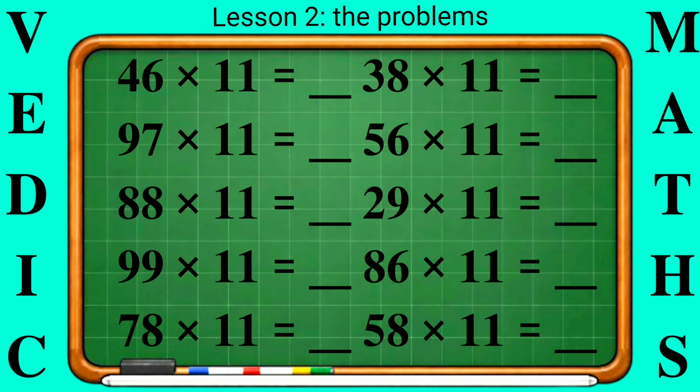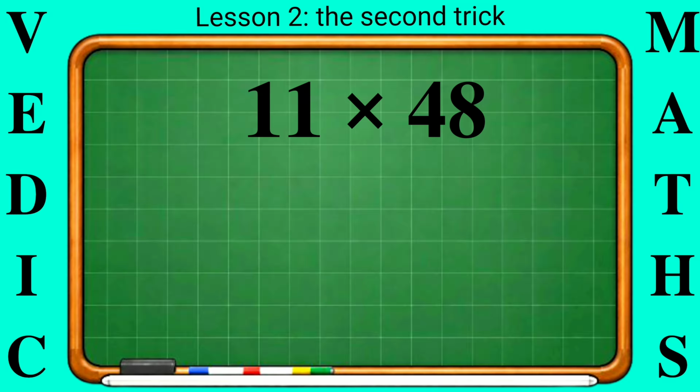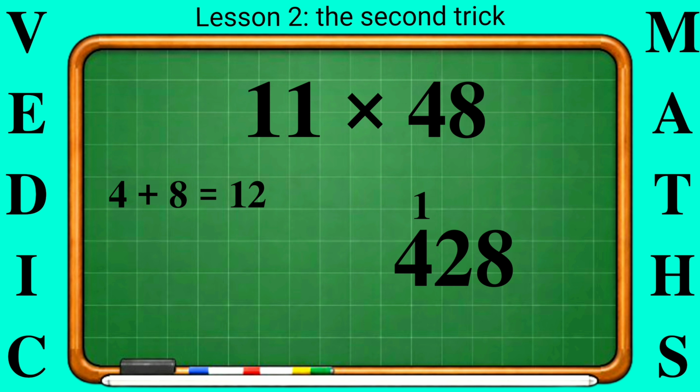You can try those examples later on. Now let's do another problem. So let's do 11 times 48. Now we know 4 plus 8 is equal to 12. But 12 is again two digits. So we put only 2 in the middle and use our carry to put 1 in the first digit. So the answer is 528.